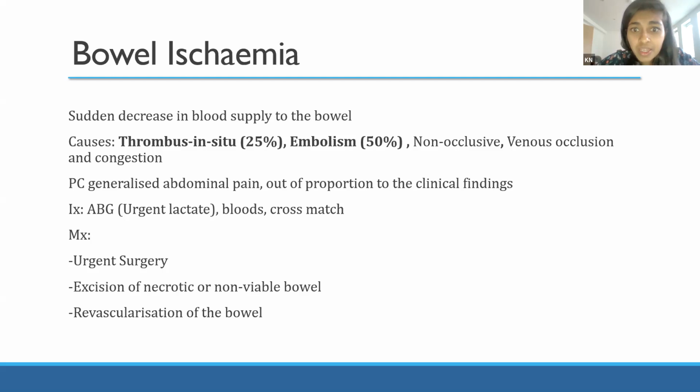You want the bloods going and you want to cross-match. You want them ready for theatres, because with bowel ischemia, time is bowel really. So the longer you wait, the more bowel is likely to die. Essentially, they go into theatres, it would be laparotomy, and it would be resection of non-viable bowel. If you're in a really good vascular centre, there might be some options for revascularization. Generally, it tends to be resection of necrotic bowel, though.